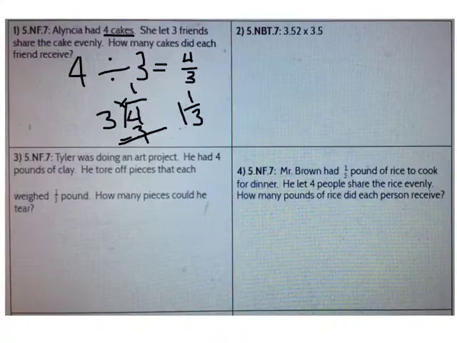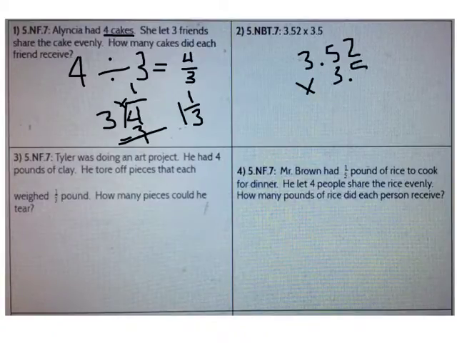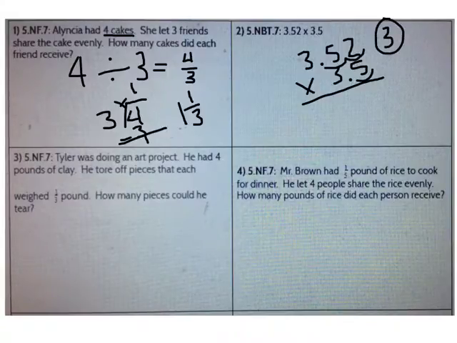Now let's do a multiplication problem. What's 3 and 52/100ths times 3 and 5/10ths? Remember, when I multiply with decimals, I don't have to line them up. First, how many digits are going to be behind the decimal point in my product? Well, there's 1, 2, 3 digits. Now I can multiply like normal.